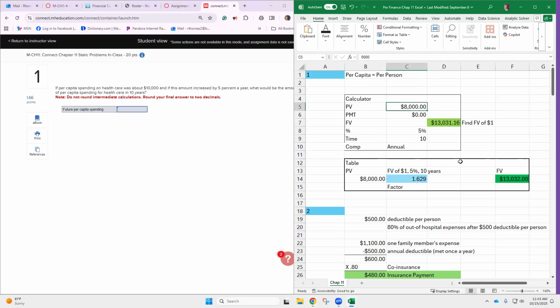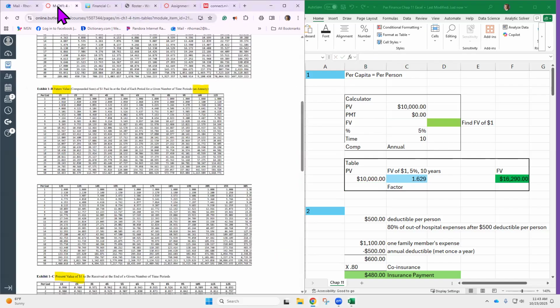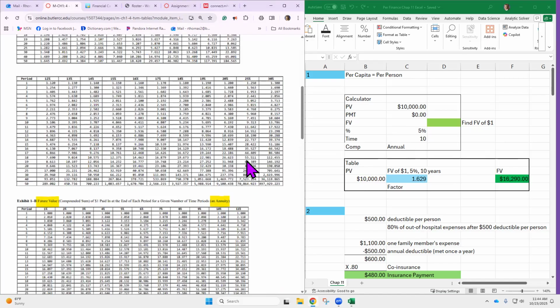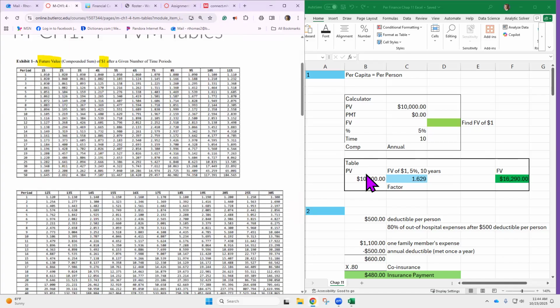So I'm going to plug in the $10,000 as present value. Put a 0 for your payment. We're looking for the future value. We have an inflation rate of 5%, and we're looking at it for 10 years. Okay, so I'm going to go get the table. This is going to be solving for the future value of one amount. So that's that very first table, future value of $1.